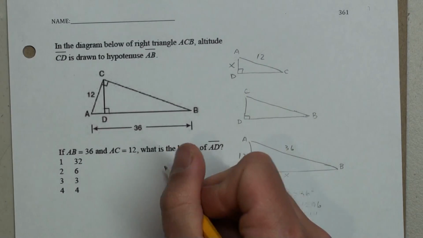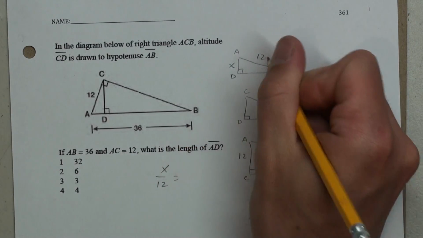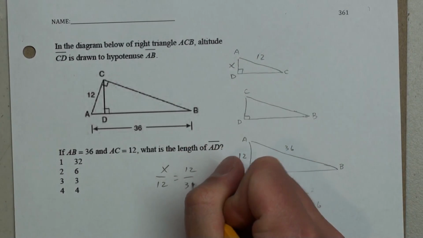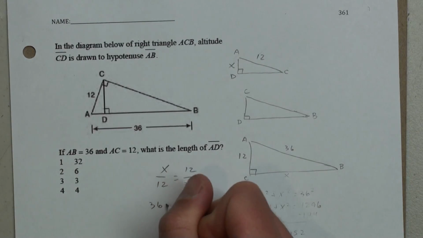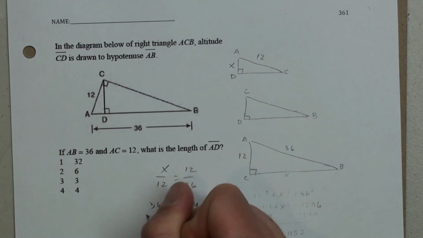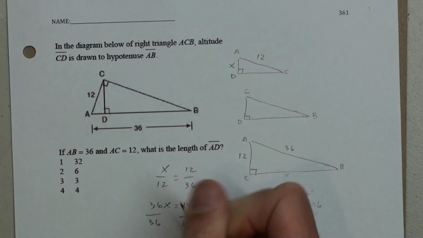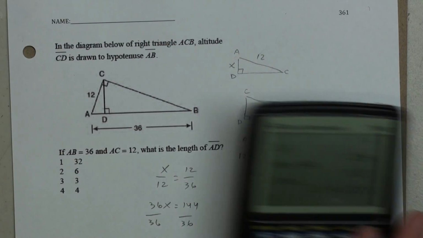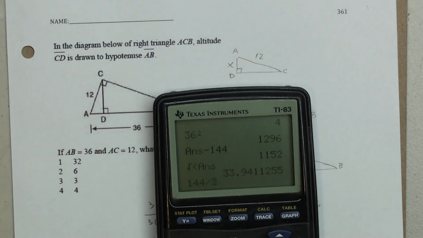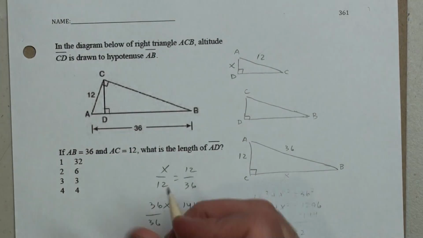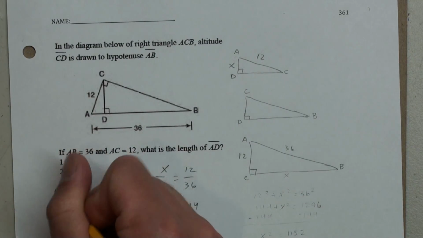So, x over 12 equals 12 over 36. So 36x equals 144. Divide by 36. See how much easier this is now? 144, 4. Okay.